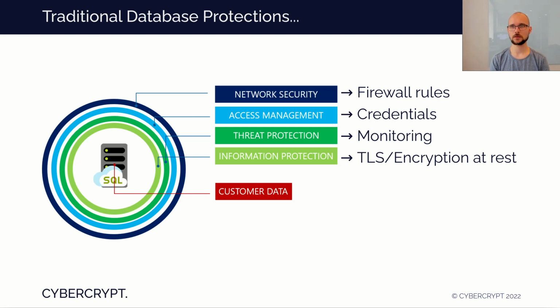And these are typically also tiered, such that some users have access to delete tables, for example, while others just have access to read. Then we have threat protection, which is typically monitoring of your system, for example, by deploying a SIEM. And this will allow you to detect whether any malicious or weird-looking activity is happening in your network, and then try to stop it. And finally, we have information protection. So this is typically TLS for transport encryption over the network. And then we have encryption at rest for the data that is actually in the database while it's not being used.